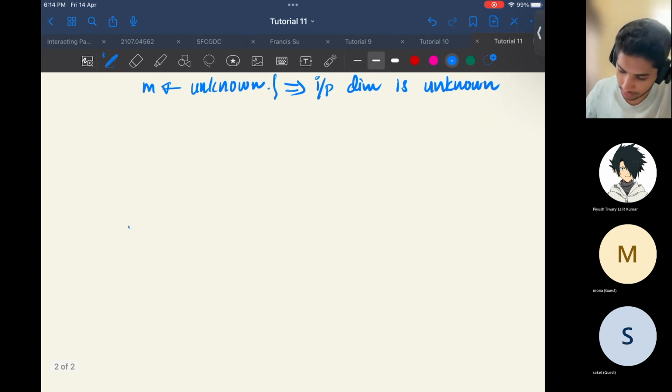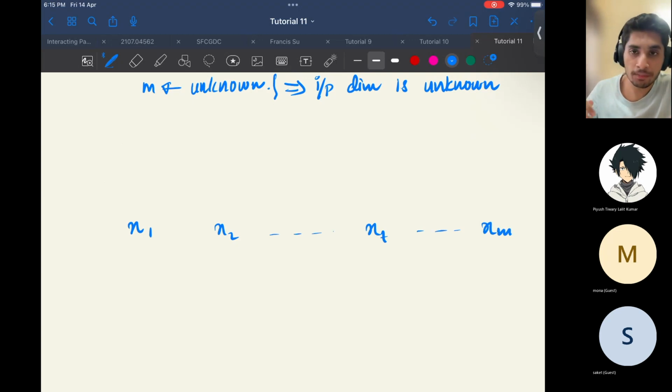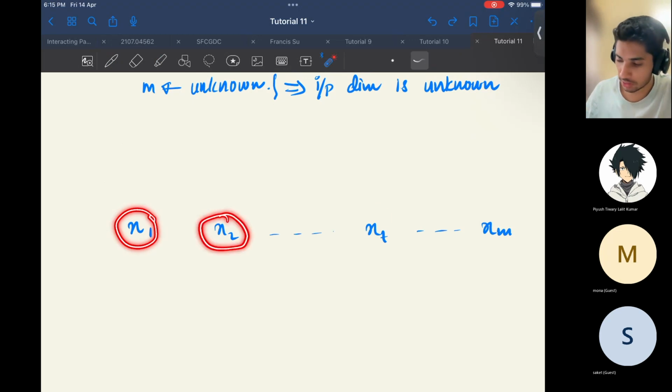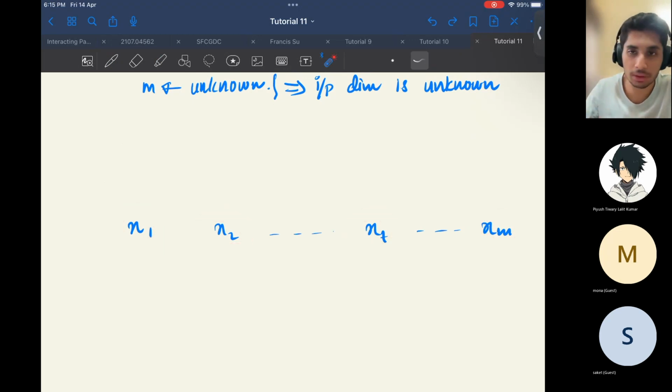Let's say you have a stream of data x1, x2, and so on, you are getting some xt, some xn. The idea is that I don't know the length of this sequence, right? So I will say, okay, that's all right. However, there is something that I do know: I know the dimension of these individual inputs, because this is up to me. Why is this up to me?